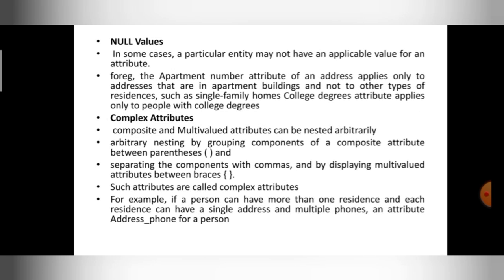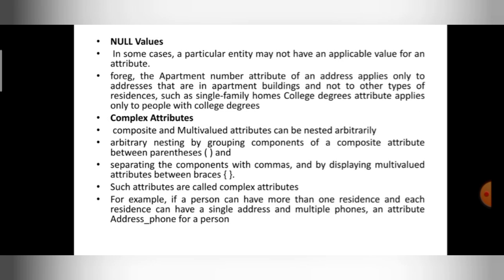So this is an example of a complex attribute. A complex attribute is a combination of a multi-valued attribute and a composite attribute, right? See, address phone is a complex attribute. It contains both a multi-valued attribute and also a composite attribute. A person can have more than one residence, and each residence can have a single address and multiple phones. This is the example. Right, guys? Hope you understood the concept.